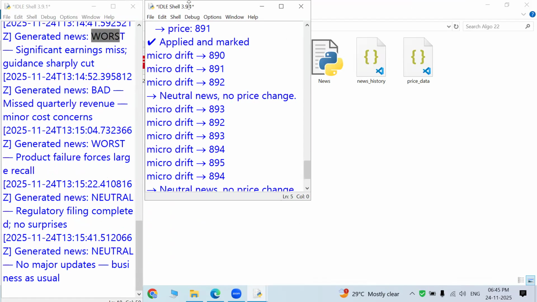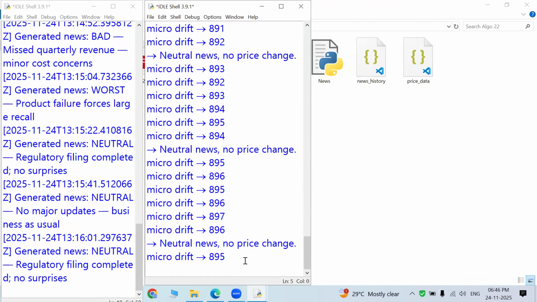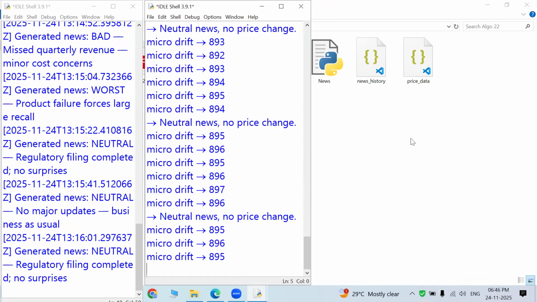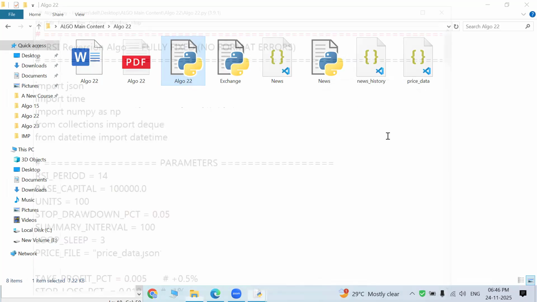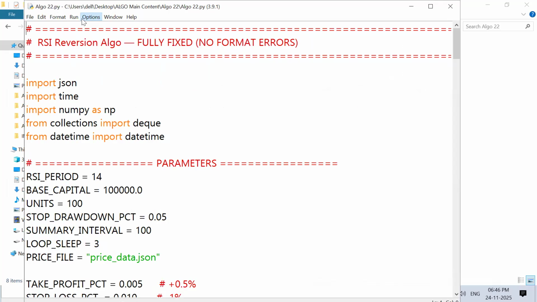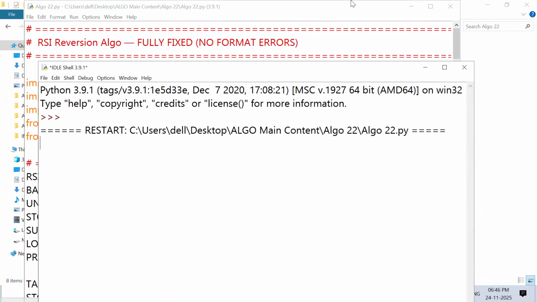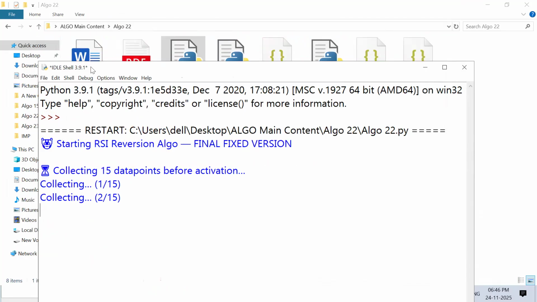So now we have two things happening at the same time. One is the change in the news, then the change in the price. Now I'm going to show you my algo, which is going to start with this window. Okay, the algo has started. It will first be in the warm-up phase, so it will keep on collecting the prices. Let me keep this window here.